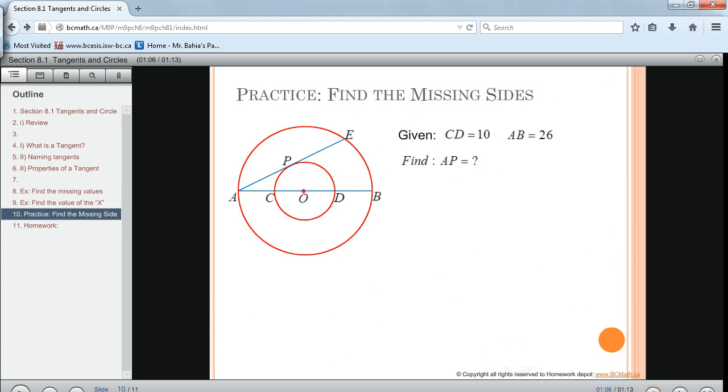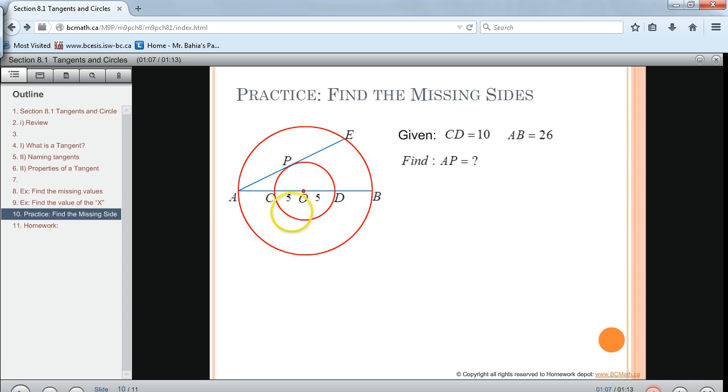This guy here, I'm going to go through it really quickly. It is a little bit tricky, but I am running out of time. So, if you're given CD is 10 and AB is 26, what would AP be? Okay. So, if CD is 10, and CD would be a diameter of that inside circle, that means the radius from there to there. Remember, the radius is half the diameter. Diameter is the full distance across. Radius is half the distance across. That's 5. That means that OD is 5.